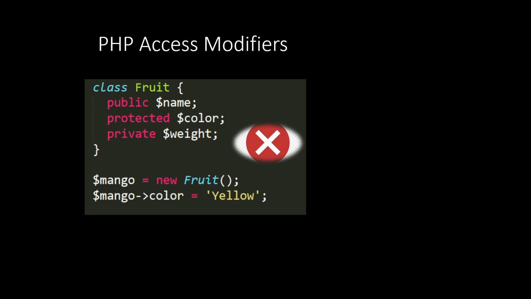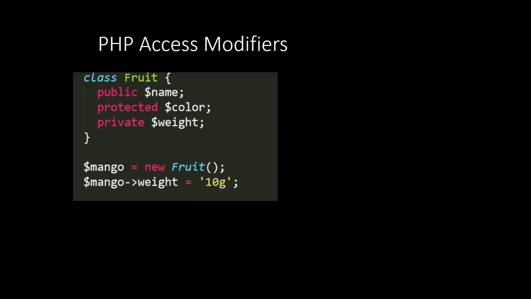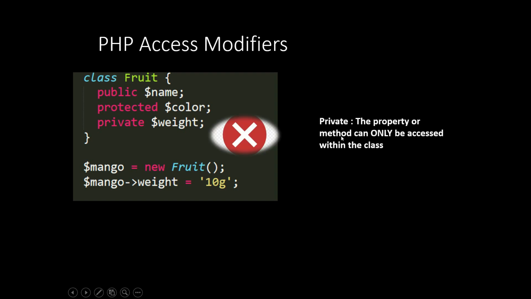So we cannot access the protected property or methods outside the class. The protected property or method can be accessed within the class and by the classes derived from that class. If we access the private property, that is weight, through the object of the class mango and name it, for example, 10g, then this program also shows me the error. So the private property or method can only be accessed within the class, not outside the class. So hope you will understand. Let's move to the next topic.